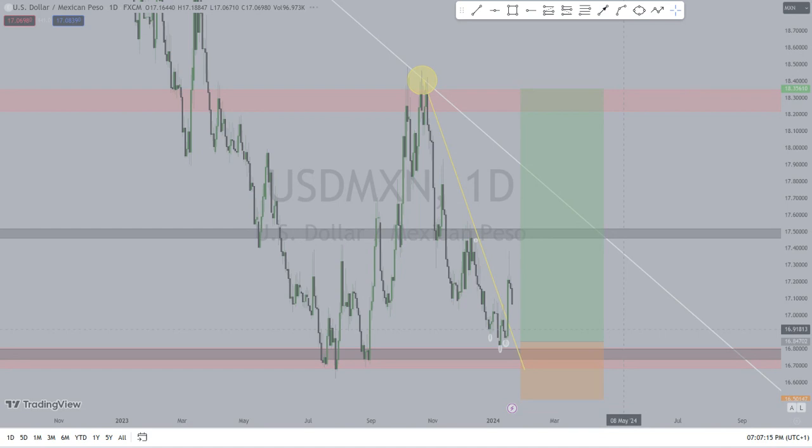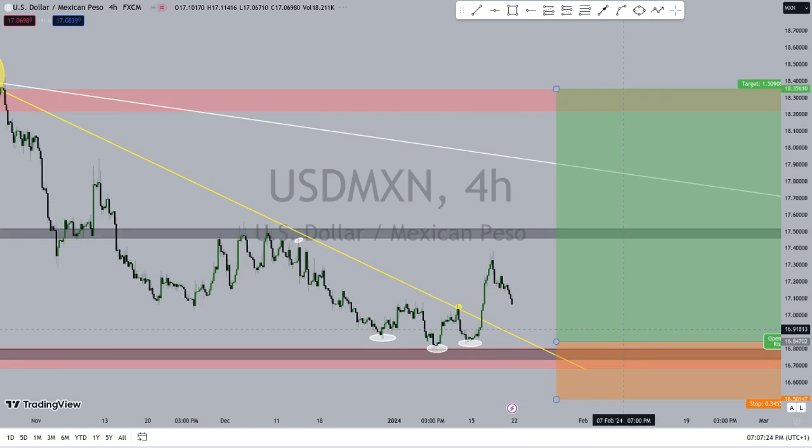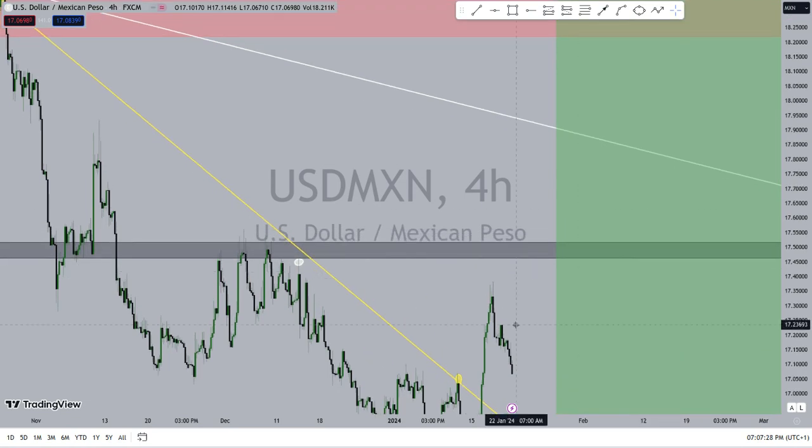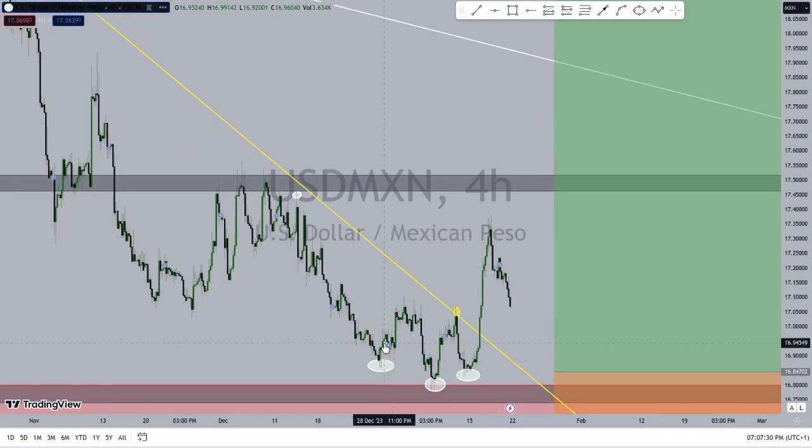I deliberated so much on USD MXN in my previous video, and I would say I was 70% certain about this move. Well, you can see price just gave us, you can see it for yourself: left shoulder, head, right shoulder, break to the upside.